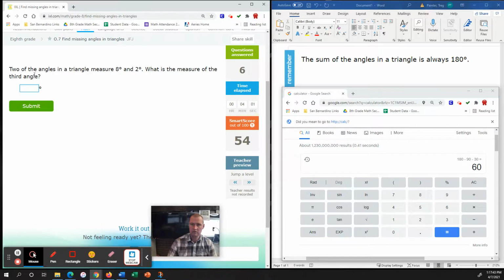All right. Two of the angles in a triangle measure 8 degrees and 2 degrees. What is the measure of the third angle? Now, because these are very, very small angles, we should have a very large angle. So this is definitely going to be an obtuse triangle. So 180 minus 8 minus 2 is an angle of 170 degrees. That is a monstrous obtuse triangle.